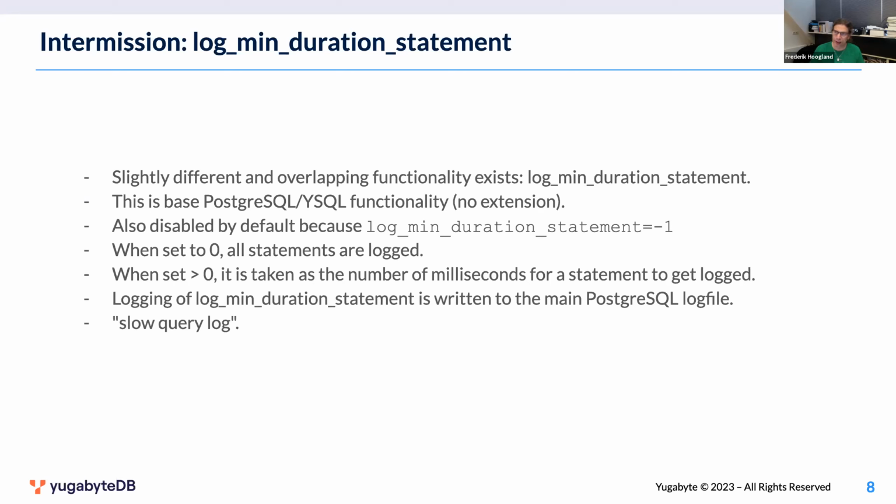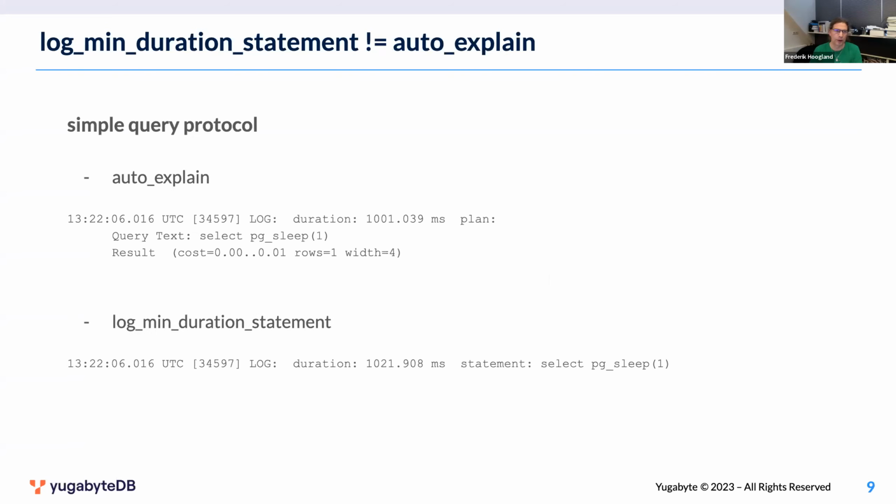This functionality is what MySQL people will know as the slow query log. So you can just set it to a certain number of milliseconds, and anything which gets logged by log_min_duration_statement will therefore be a slow statement. So it's easy functionality. Of course, this doesn't explain, it will just log the statement itself. And this is how that looks.